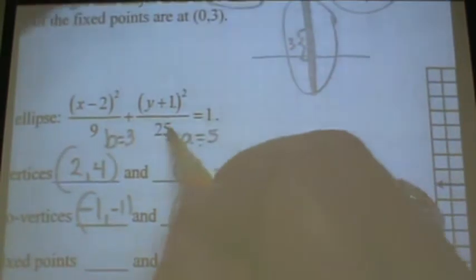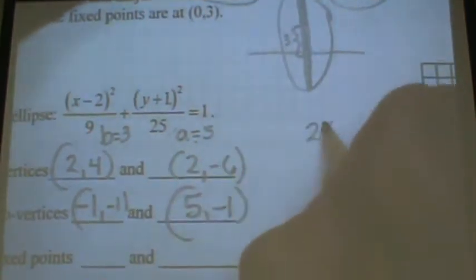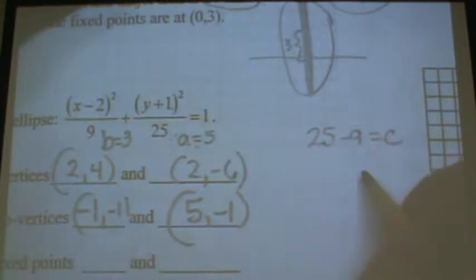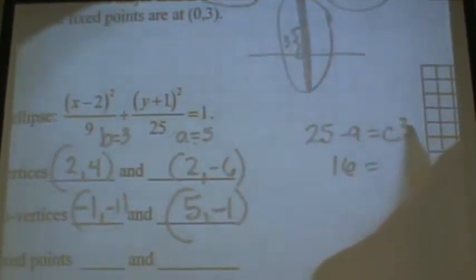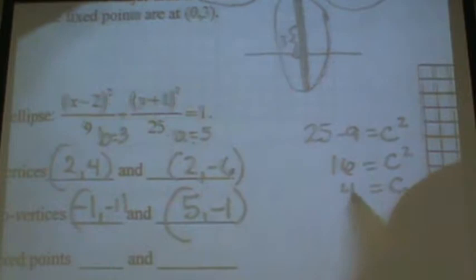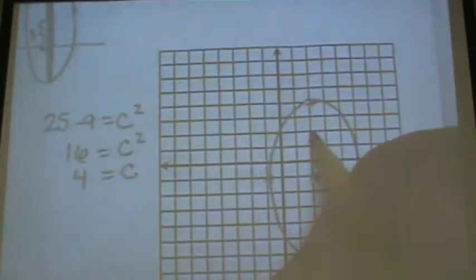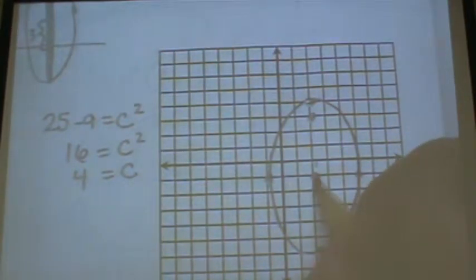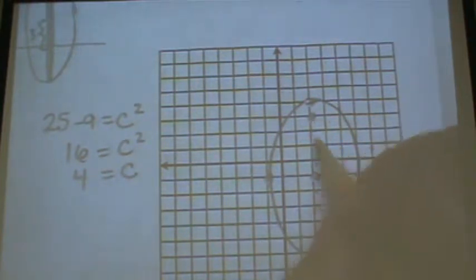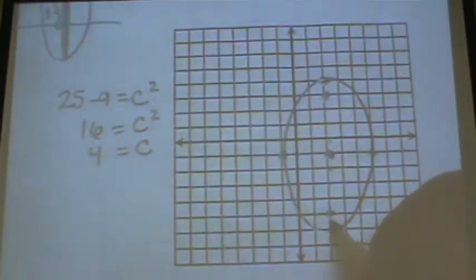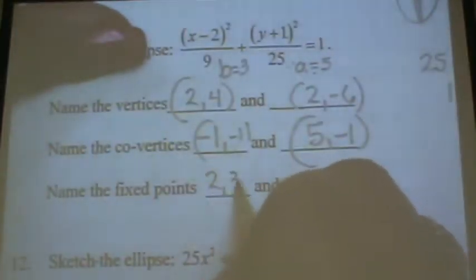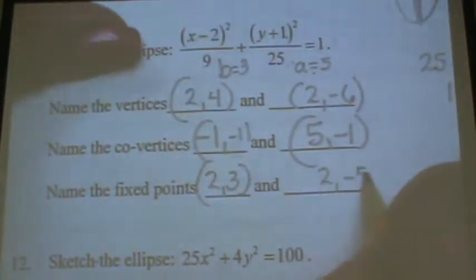And now your fixed points, we have to figure out the C value. You take these two and subtract them: 25 minus 9, which is 16, is C squared. So what's C? 4 units. You're going to go 4 units this way, 1, 2, 3, 4, and 4 units, 1, 2, 3, 4. What's the name of these points? This is (2, 3) and this is (2, -5). Questions?